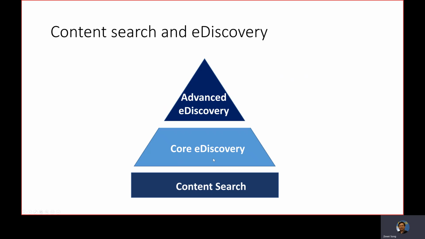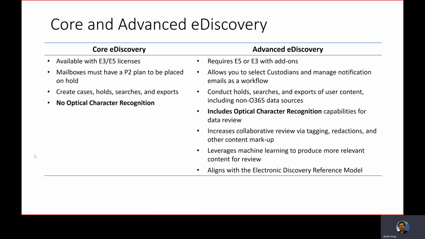This is the relationship between the three pieces of eDiscovery. Content search is basically eDiscovery without a case. You cannot put things on hold. And core eDiscovery, that's basic eDiscovery, with advanced eDiscovery on top of that. Next slide, this is the difference between core eDiscovery and advanced eDiscovery. Core eDiscovery is very basic, but it's available for E3 customers. With E5 or the advanced eDiscovery add-on, you will be able to do more.